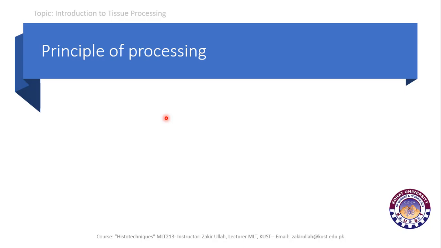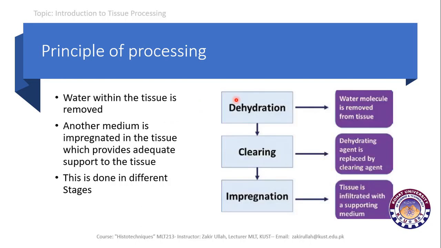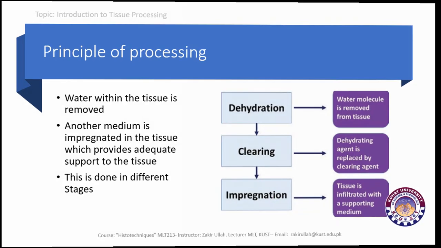The principle of tissue processing. Water within the tissue is first removed, and another medium is impregnated in the tissue which provides adequate support to the tissue. This process is performed in different stages. This is the sketch of the tissue processing. First, dehydration to remove water molecules, then clearing to remove the dehydrating agent, and impregnation to infiltrate the tissue with the supporting medium. So, this is the principle of the processing.